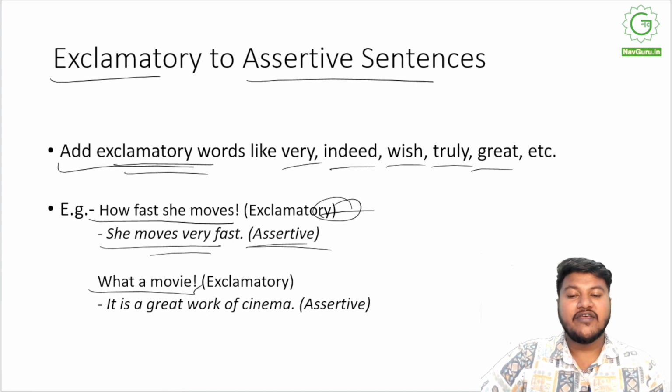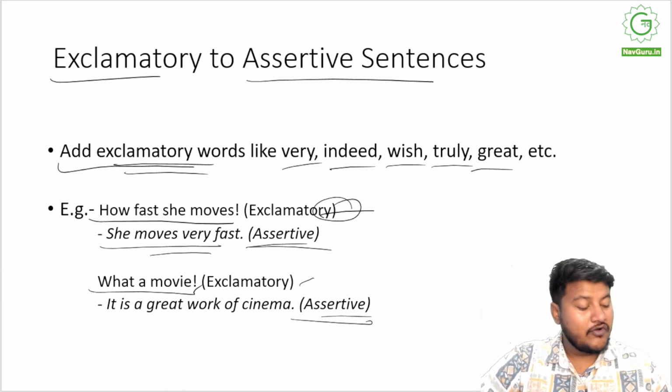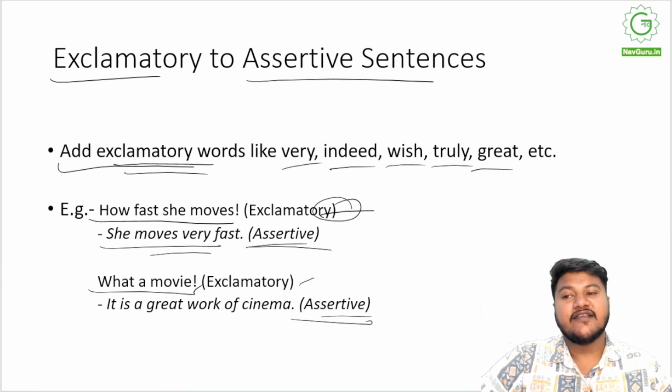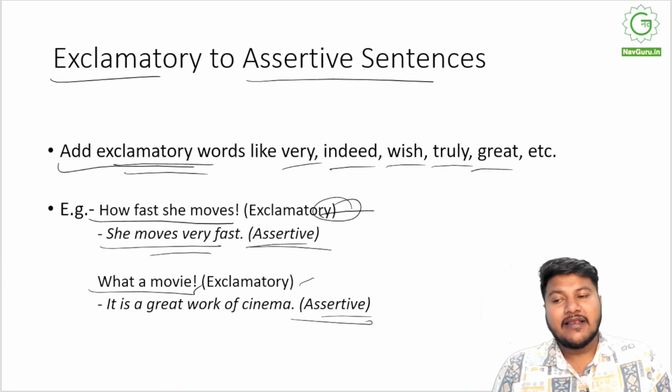Similarly, what a movie is an exclamatory sentence. It is a great work of cinema is an assertive or declarative sentence. So that is how you change sentences from one form to another. Let's have a look again.